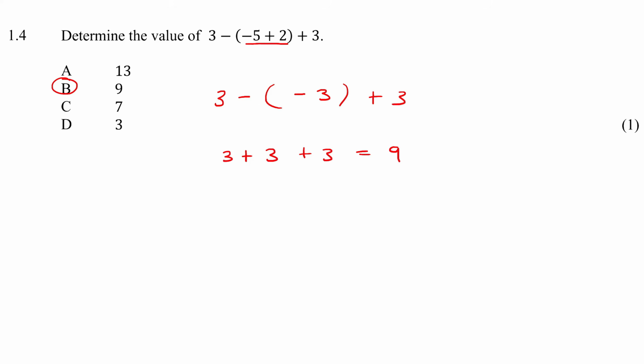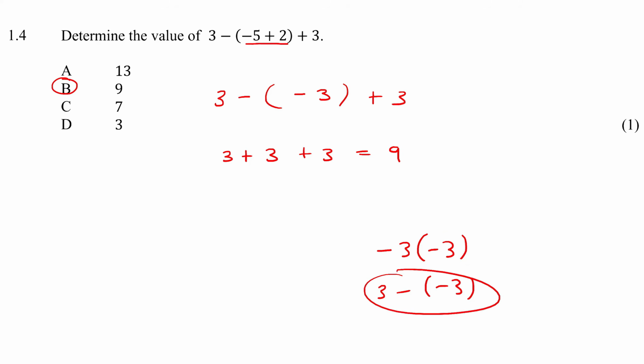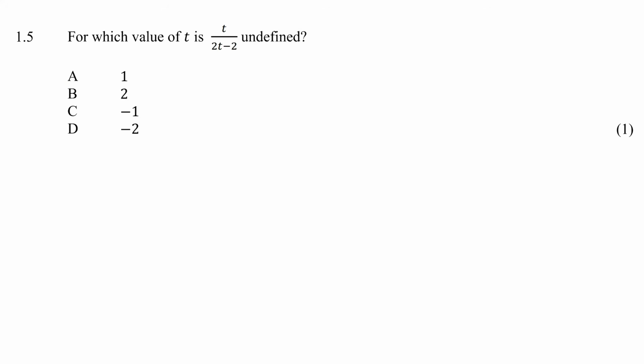Some of you might have thought, don't we need to multiply these two numbers? No, that would only be if it looked like this. Can you see the difference between that and that? Here, the 3 is right next to the bracket. Here, the minus separates them. So they're two very different things.